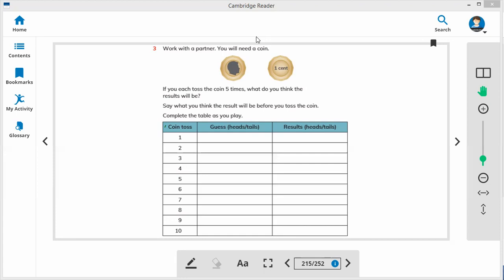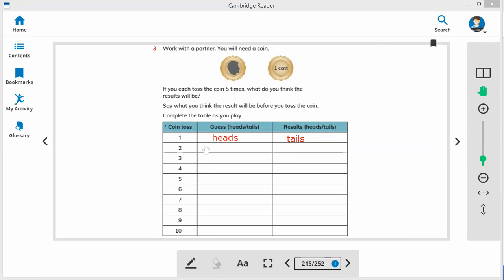So you are going to write here in the first box. Let's see, I will say it is heads, and when I throw the coin in the air and catch it, it is tails. So it means my guess was wrong, because the guess and the result are different from each other.